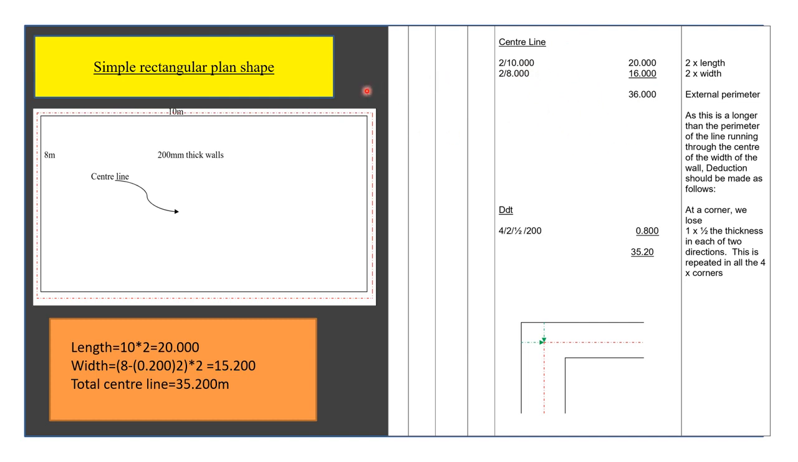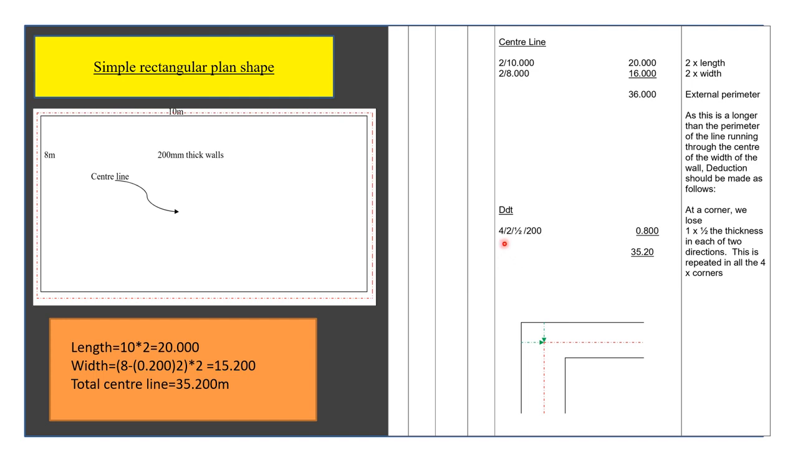So we are given the length of this rectangle to be 10 meters. So what is the total length? It shall be 10 times 2, 20. Then the width is 8 meters. It shall be 8 times 2, 16. So 20 plus 16 shall be 36, the external perimeter. Then to find the center line, we shall take 4 number of corners, we multiply by the thickness.